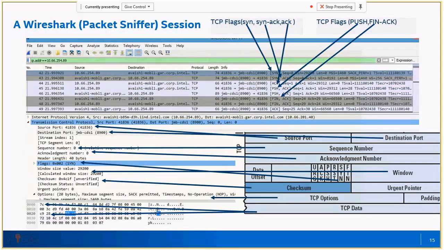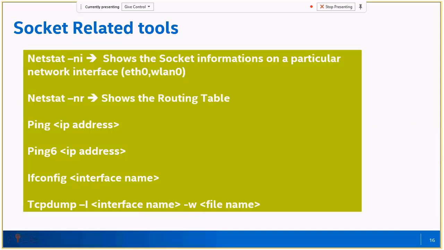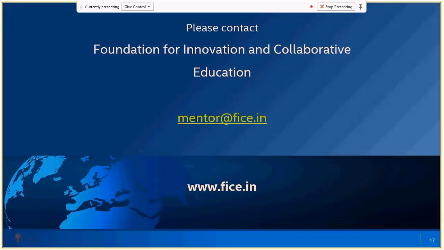What I was saying is that socket tools like netstat can be used to see sockets for a particular interface, networks, net segments, and also the routing table. Ping you can use just to check the reachability of the other end, ping6, ifconfig just to see what address you got by DHCPv6 or DHCPv4, and tcpdump is just to capture packets and use with Wireshark. So with this, the socket programming is also complete. Thank you very much.